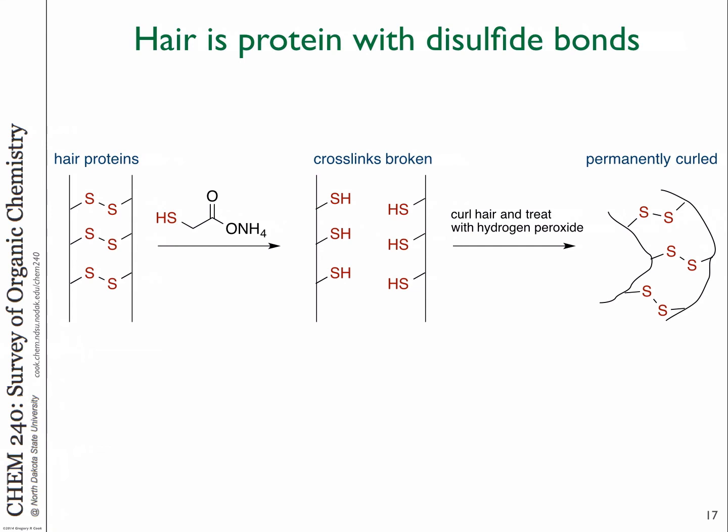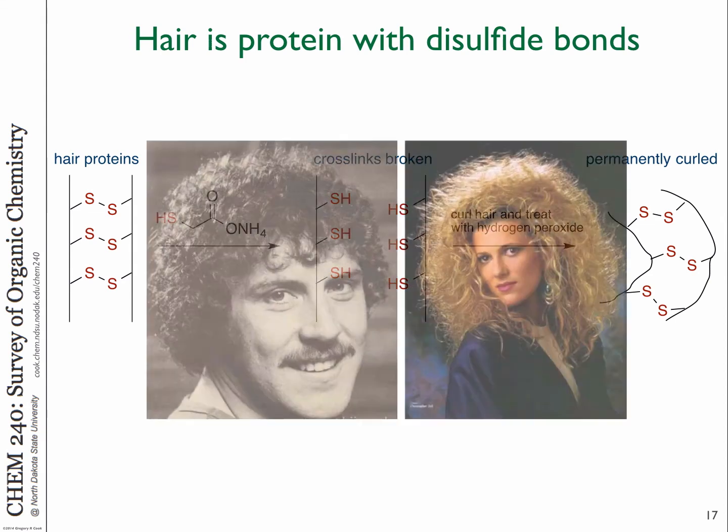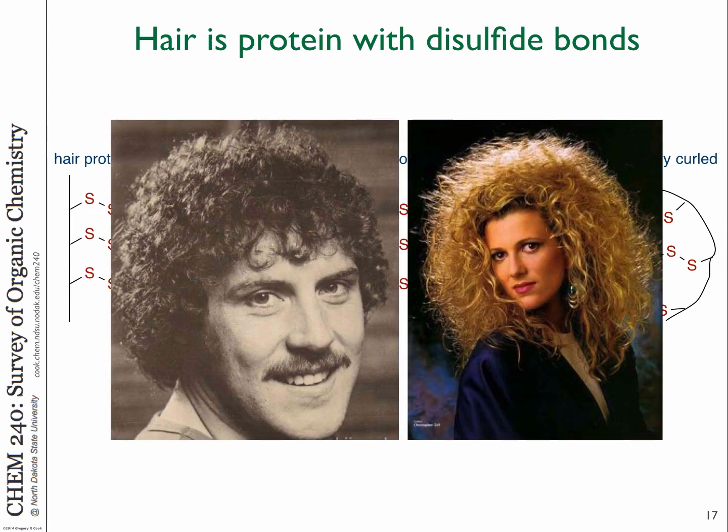So after reducing your hair, they treat it with hydrogen peroxide and reform sulfur-sulfur bonds, but in a different state. So it helps keep your hair permanently curled, or at least for a while until it grows out. So that's the chemistry behind perms. So if you really want to go back to the 1980s, you can. Who wouldn't want that look, right?